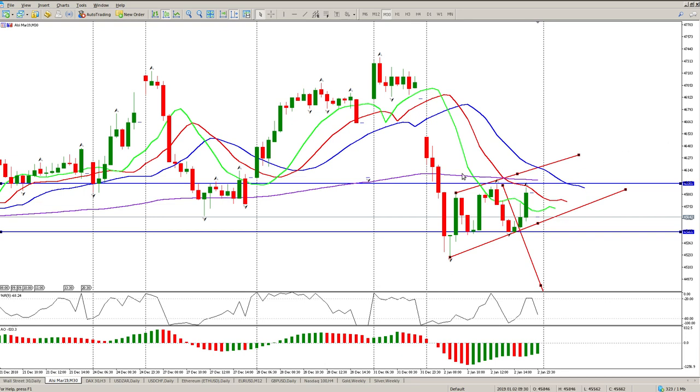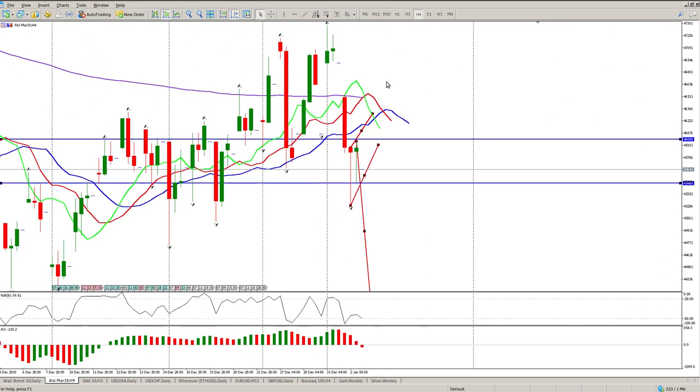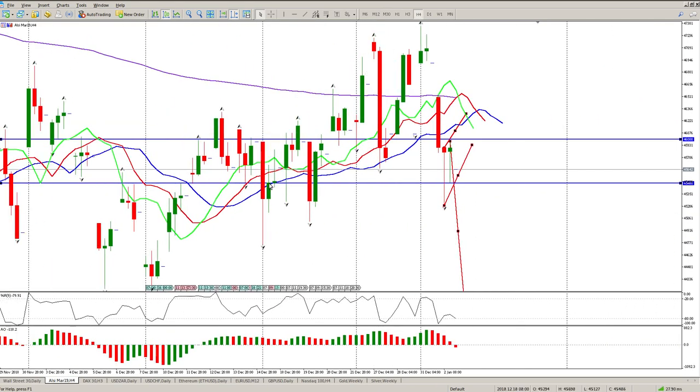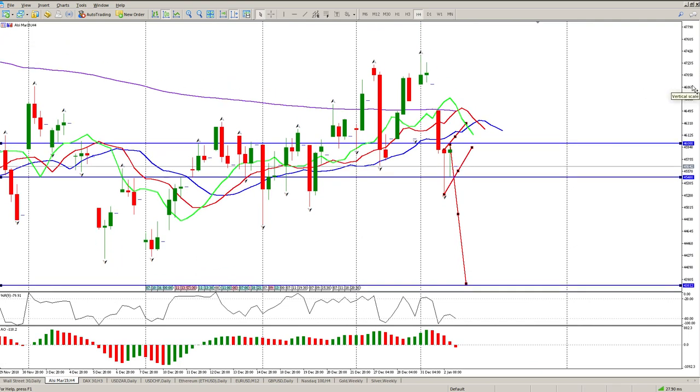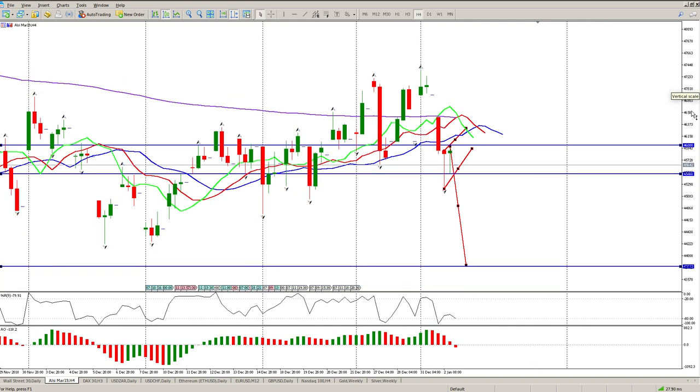Okay, so that's my view on this at the moment. I suspect this downside is going to continue. I'm looking for a second move. The other thing that I can see is that we are kind of consolidating here, and it could move a little bit further than what I'm thinking.